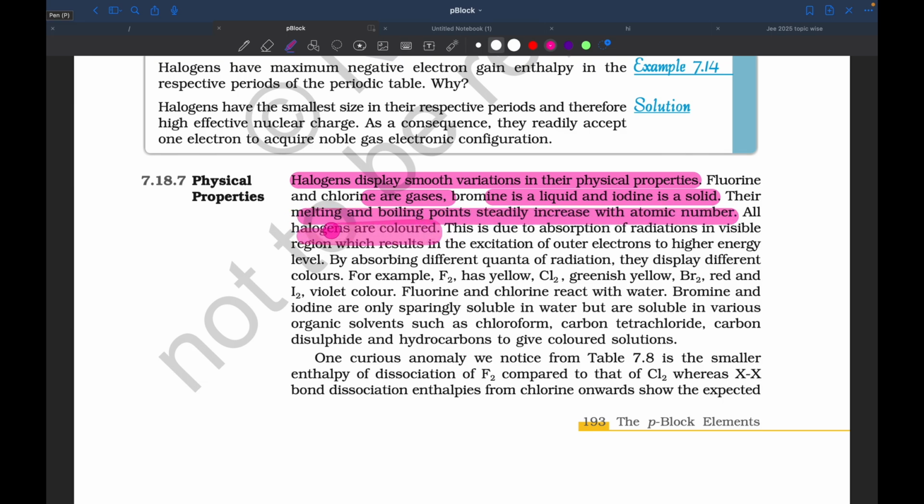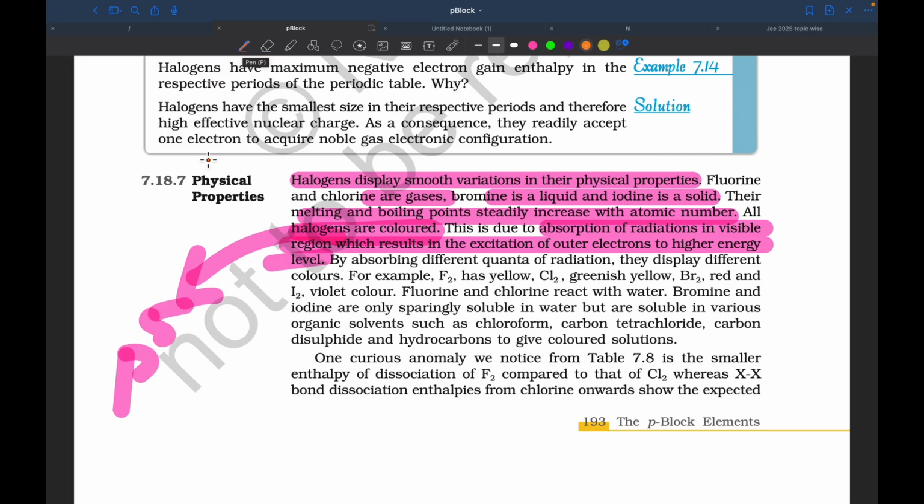Halogens are colored. All the halogens are colored due to absorption of radiation in the visible region, which results in excitation of an outer electron into a higher level. So they have a p5 configuration. If you check the p5 configuration, it has 5 electrons: 1, 2, 3, here is the 4, here is the 5. This electron is unpaired, and this unpaired electron is responsible when it is exposed to sunlight.